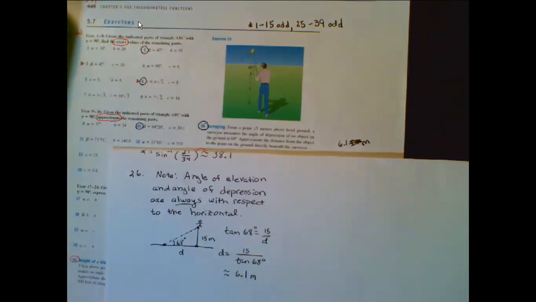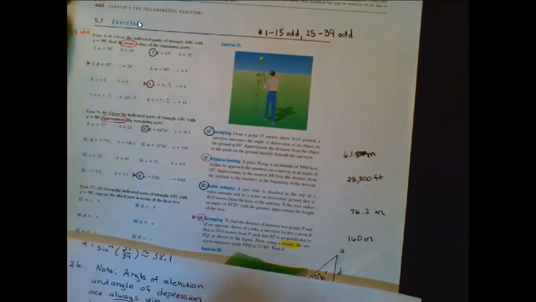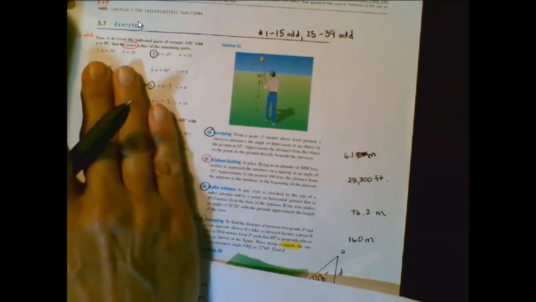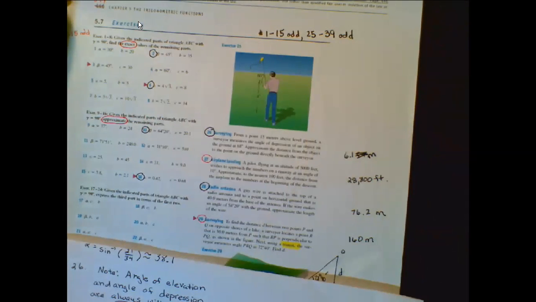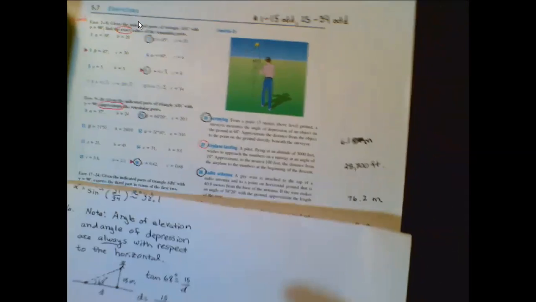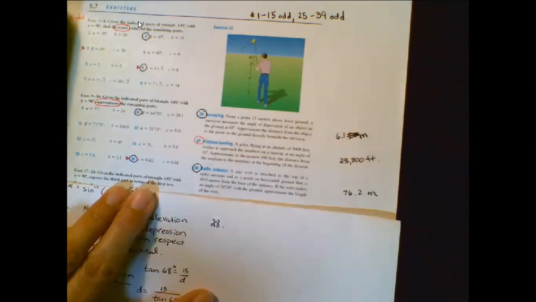Let's do one more. And then you can try that day one homework. Again, it is mostly just solving a triangle. I think it has a couple of the angle of elevation or angle of depression problems. So let's do 28 and call it a day.